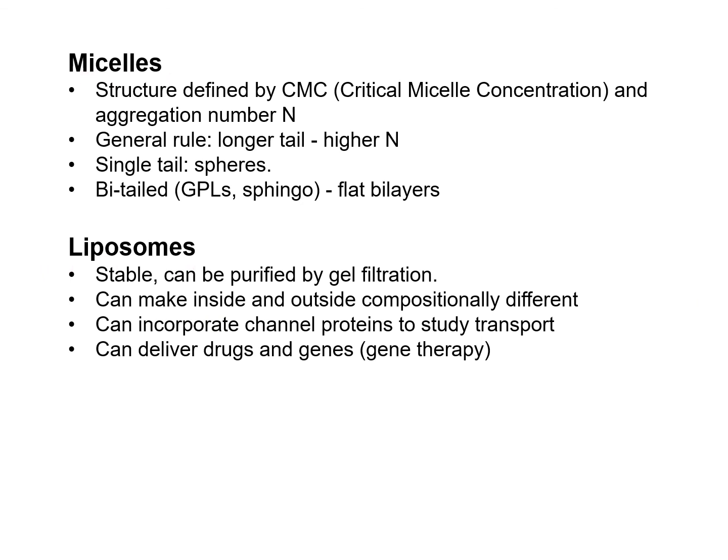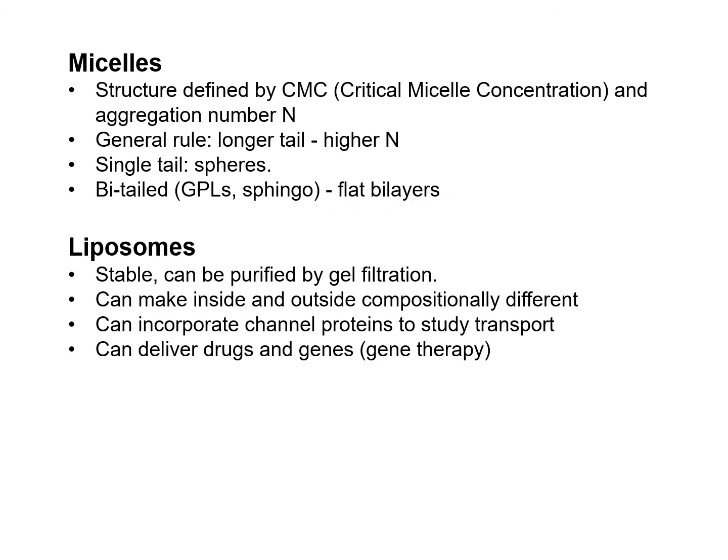For the micelles, their structures are defined by the critical micelle concentration, or CMC, and the aggregation number N. And the general rule is that the longer the tail of its component lipid, the higher the aggregation number N. And single-tailed lipids will form spheres, such as micelles, as opposed to bi-tailed lipids, such as glycerophospholipids or sphingolipids, which will form flat bilayers.